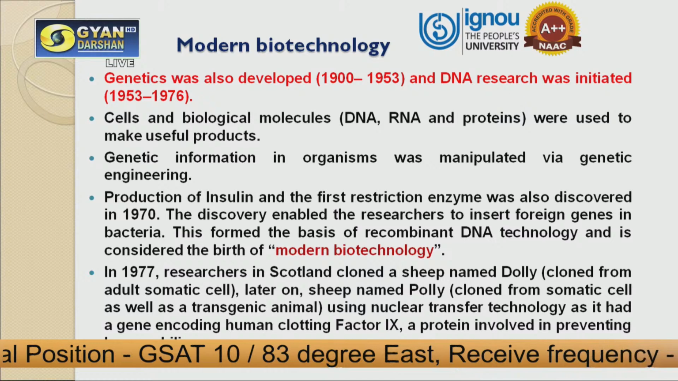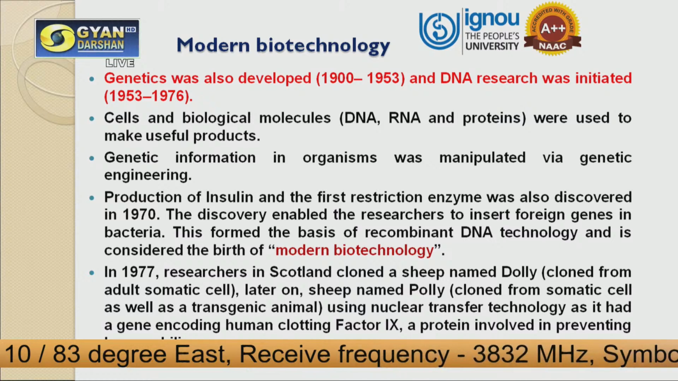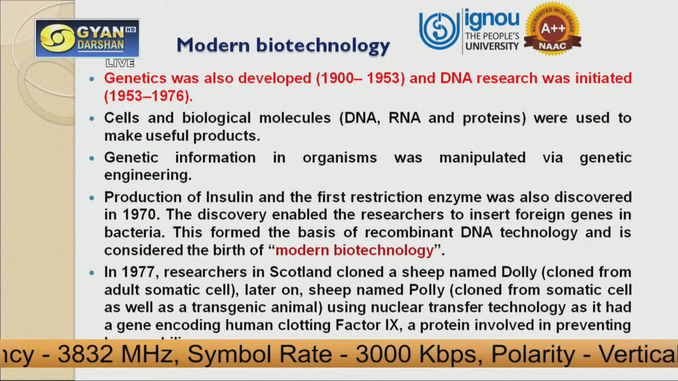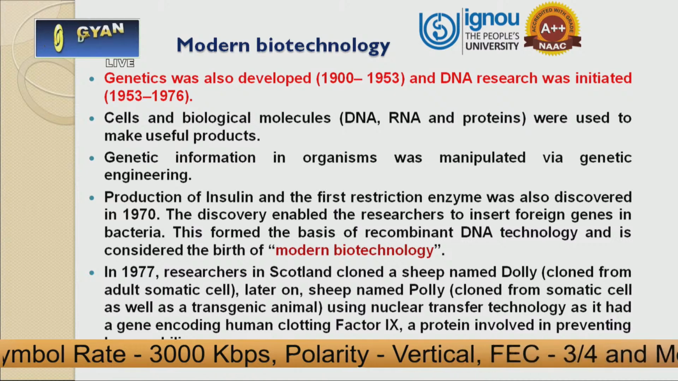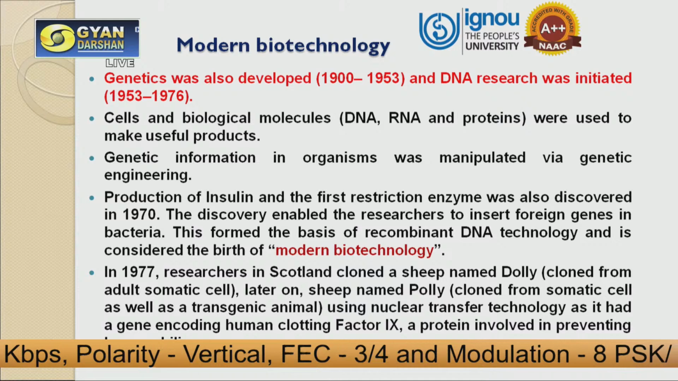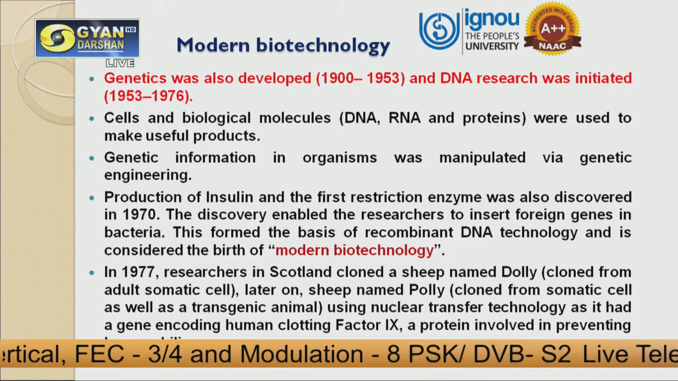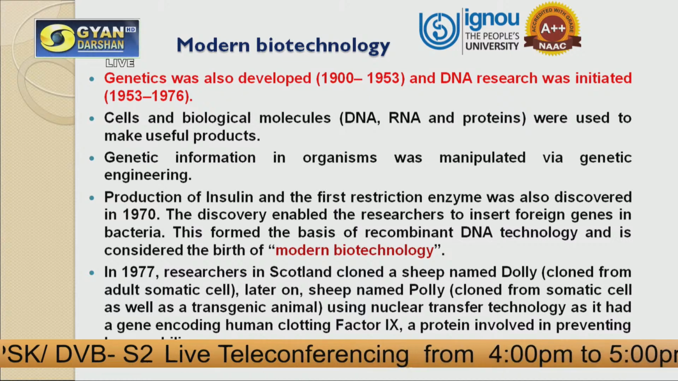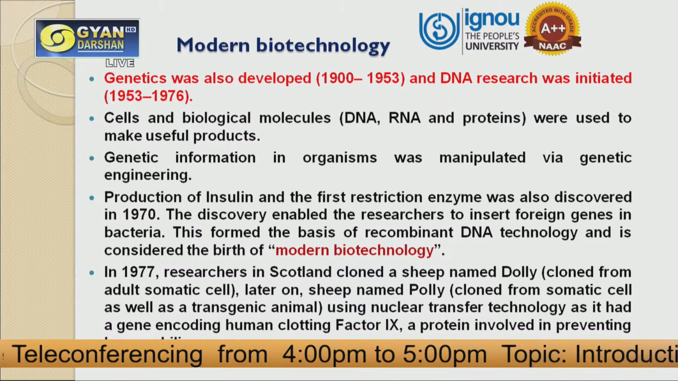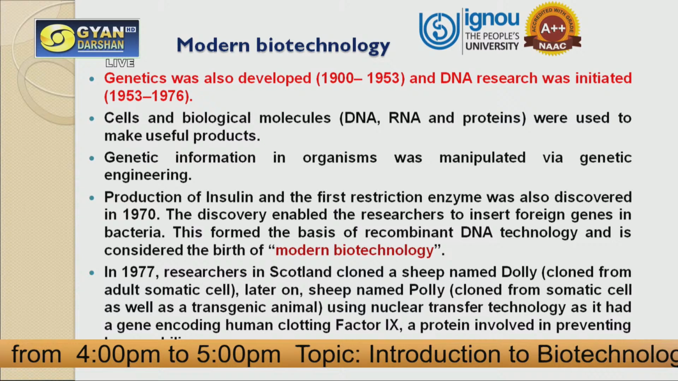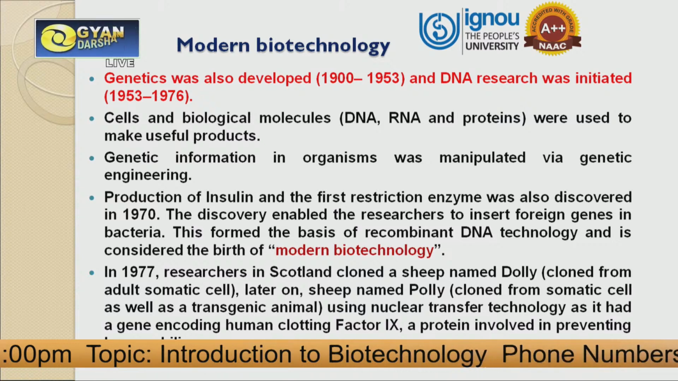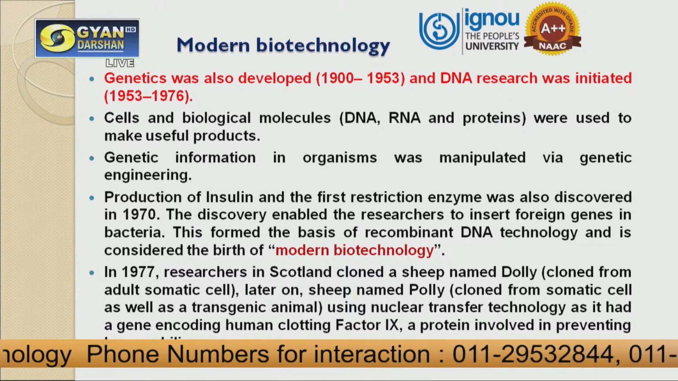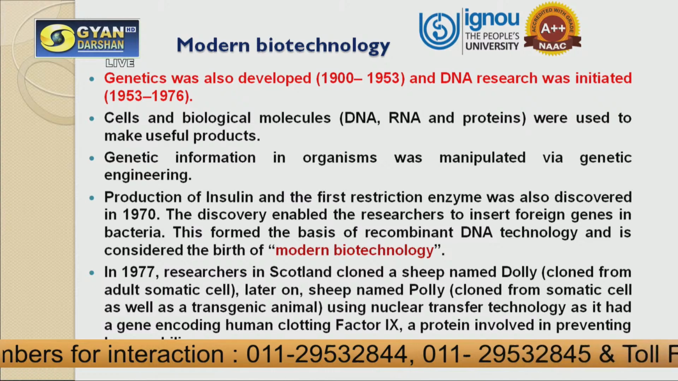The production of insulin and the first restriction enzyme were also discovered in 1970. This discovery basically enabled researchers to insert a foreign gene into a microorganism, which was initially bacteria. Now it can be done in other microorganisms too, but it started with bacteria. And this discovery of restriction endonucleases laid the foundation of recombinant DNA technology, and this can be considered the birth of modern biotechnology.